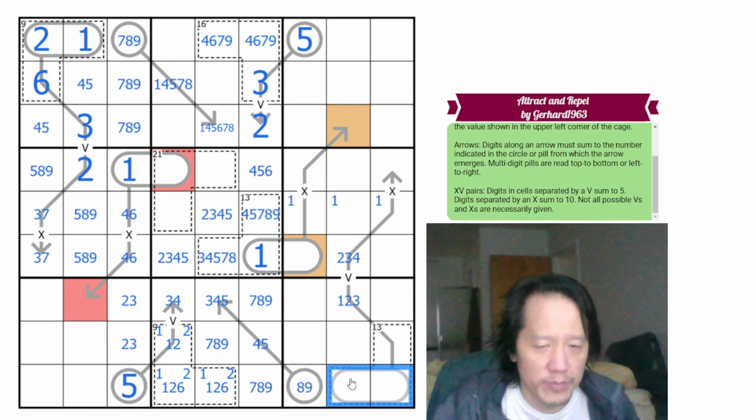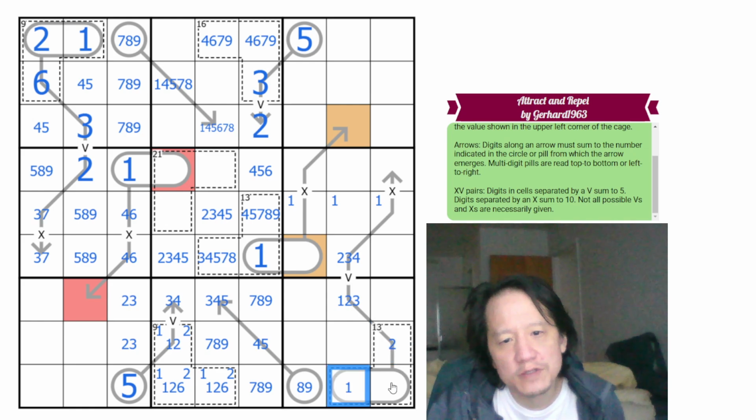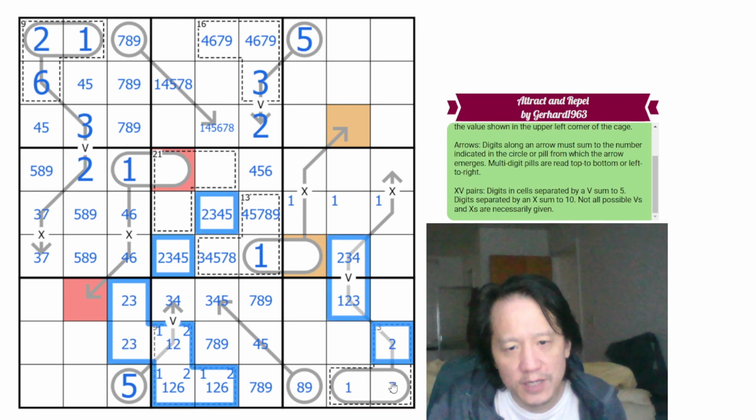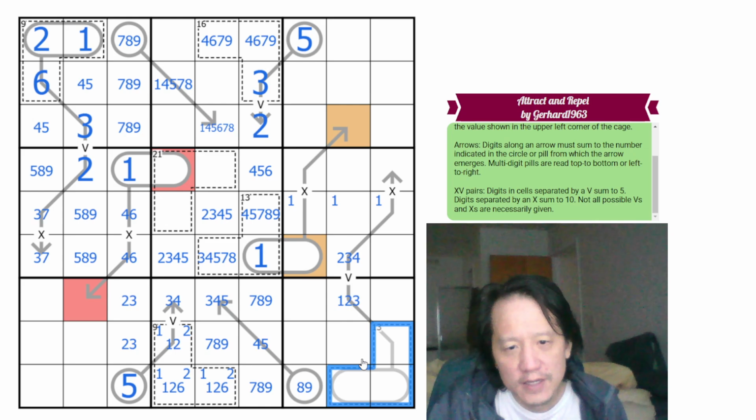So 6 cannot be here, so this can't be 1. This could be 2 and 1, 7. Yeah, except that doesn't add up to 13. So this can't be 2 and 1, 7. Can it be 3 and 1, 8? No, that doesn't add up to 13 either. 4 and 1, 9 does not add up to 13. 5 obviously doesn't work because it has to add up to 20.